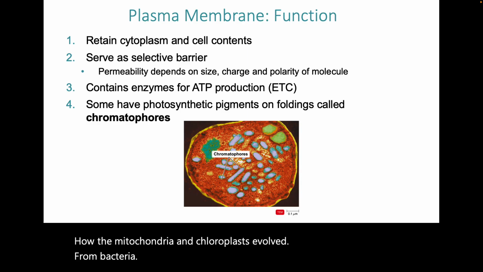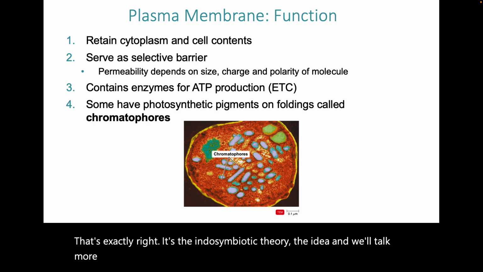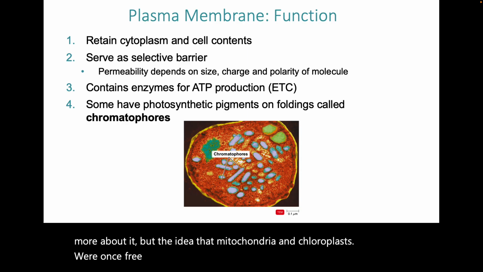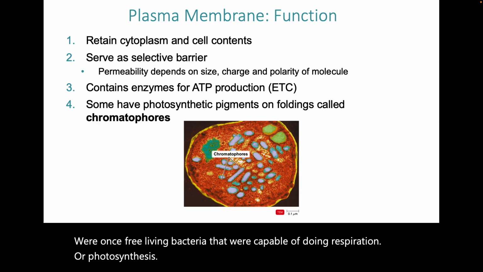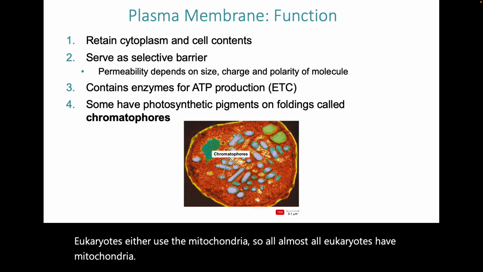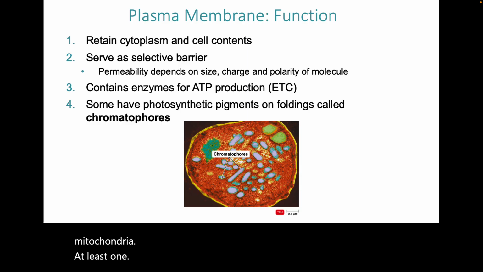That's exactly right. It's the Endosymbiotic Theory. The idea, and we'll talk more about it, is that mitochondria and chloroplasts were once free-living bacteria that were capable of doing respiration or photosynthesis. So they do it in their membranes. Eukaryotes either use the mitochondria, so almost all eukaryotes have a mitochondria, at least one. And some eukaryotes, those that do photosynthesis, have chloroplasts. So that's where they do that.